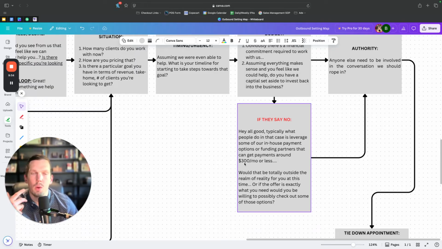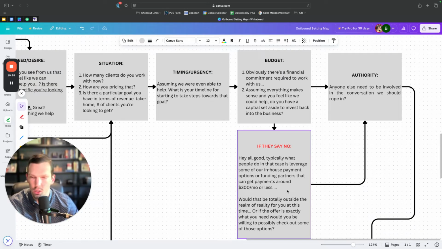Or, if the offer is exactly what you need, would you be willing to possibly check out some of those options? I want people to understand, and this is like car commercials, they're not going to tell you the truck costs $50,000. They're going to tell you the absolute best terms for well-qualified buyers on their financing options. So we play with some of these, where we want them to understand, "Hey, we do have options that are much more affordable, but would you be open to checking those out if it made sense for you?" If we loop them back in and they're good there, cool.